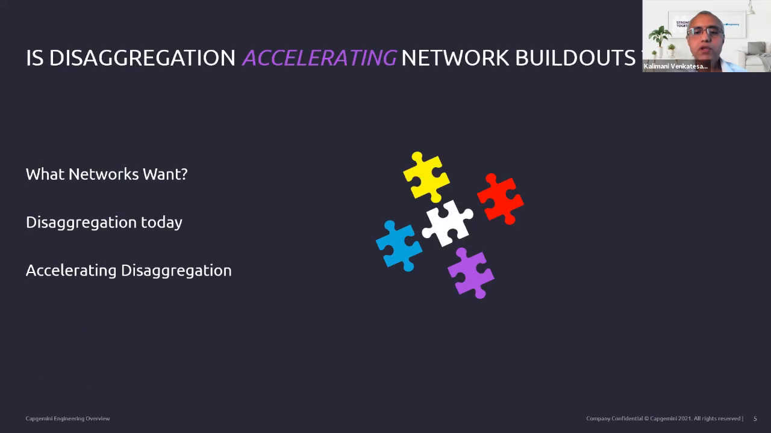Now, on to the topic of the hour. Is disaggregation accelerating network buildouts? We chose to ask this question because when Disag started years ago, it was also to spur a wave of Disag deployment and change the world. Did it happen in reality now? And what's going to be a pragmatic path ahead? That's what we plan to explore here.